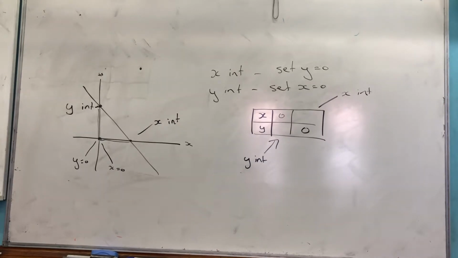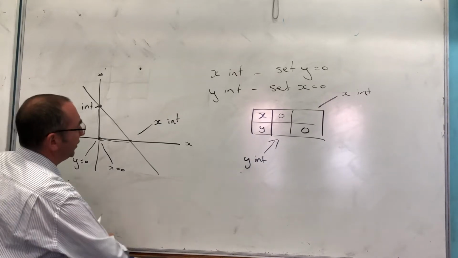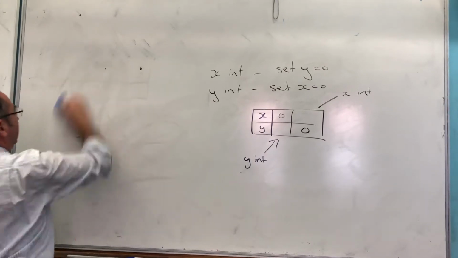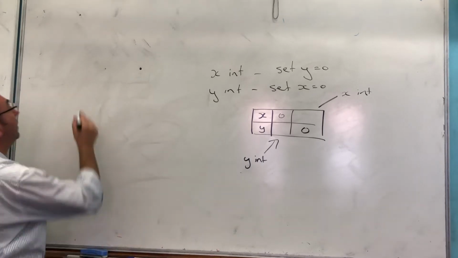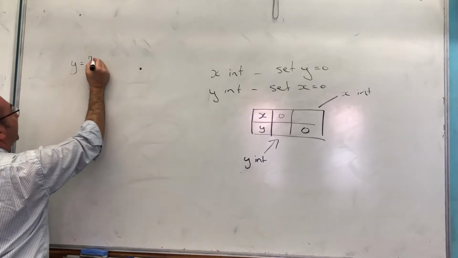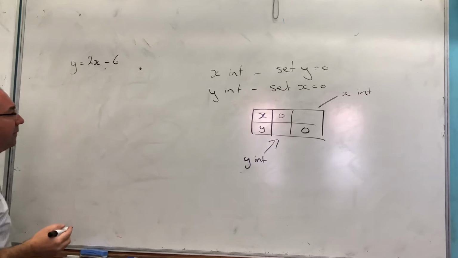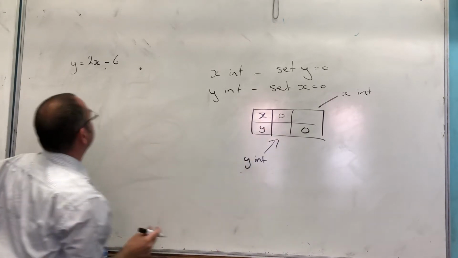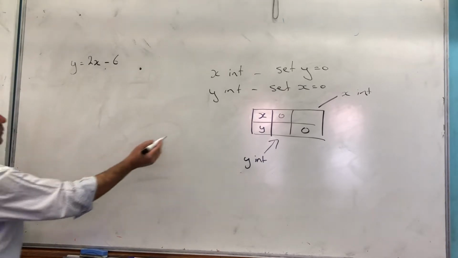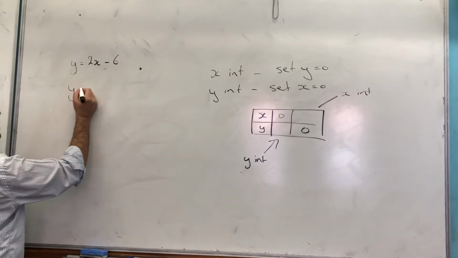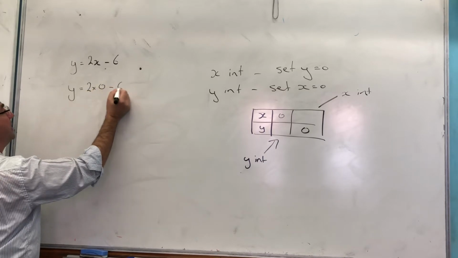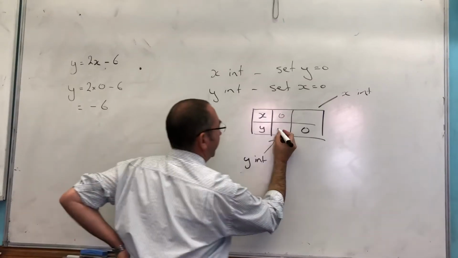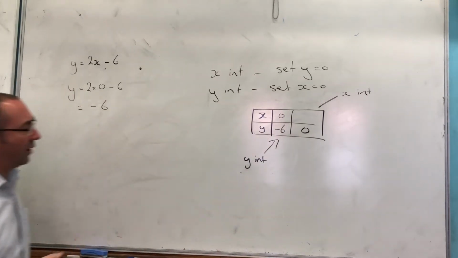Okay, so let's practice that. How do we actually work it out? So the first one they've given us is y equals 2x minus 6. So let's first of all find the y-intercept by setting x to 0. So when x is 0, y equals 2 times 0 minus 6, which is 0 minus 6, which is minus 6. So that's the y-intercept.